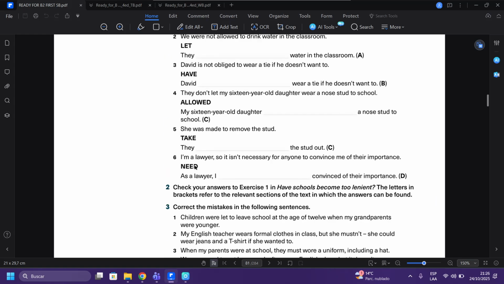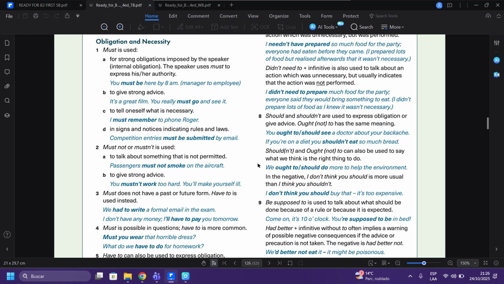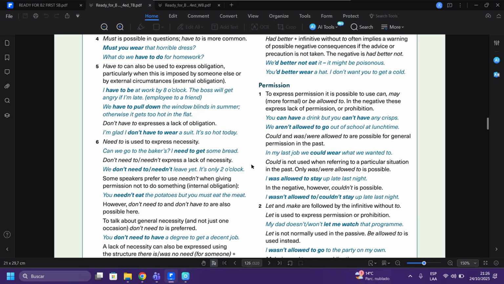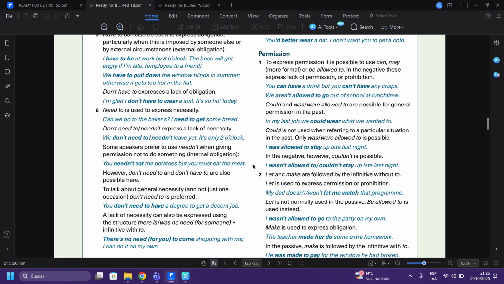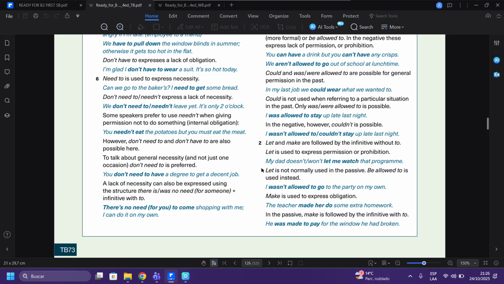And permission with allow. Yes, allow to. It's the most common. Allow to, or maybe let. Remember with let, we don't have to use the preposition to. Only the bare infinitive. And in some cases, as well, it's a little bit common make. For example, you make me commit this, or you make me make some mistakes, something like that.